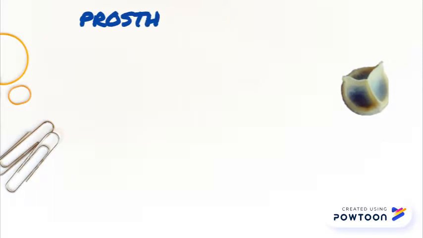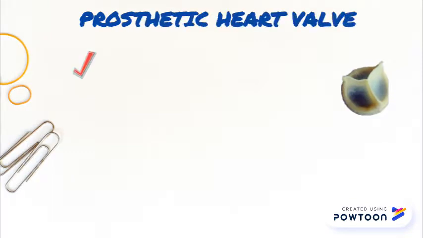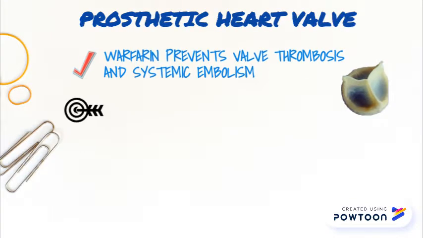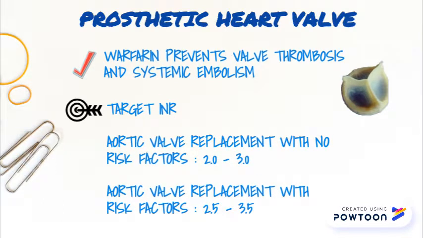Warfarin is used in prostatic heart valve to prevent valve thrombosis and systemic embolism. The target INR for aortic valve replacement with no risk factors will be 2 to 3, while aortic valve replacement with risk factors such as atrial fibrillation and history of embolism would target INR with 2.5 to 3.5.